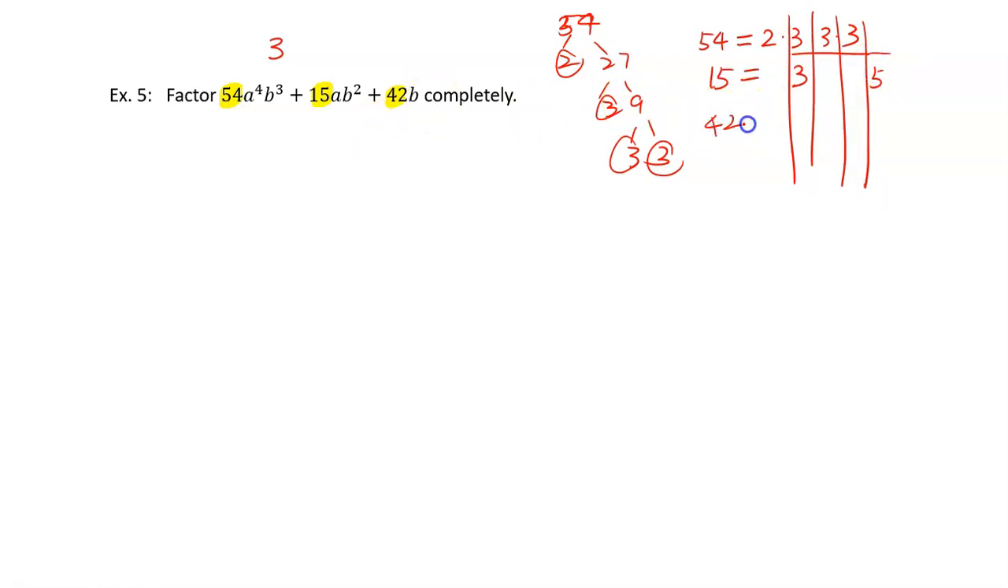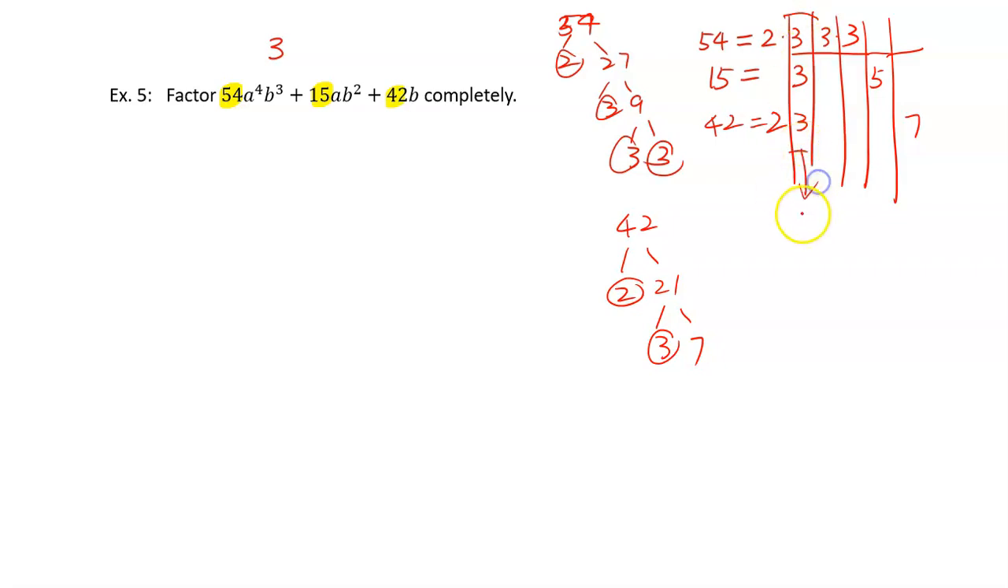And 42 is 2 times 21, and 21 is 3 times 7. So we get a 2 to line up with the 2 we already have, and the factor 3 lines up with the 3, and the 7 creates a new column. Notice that 3 is the only thing they have in common. If you cannot see that, use the factoring. So that's how I found the 3.